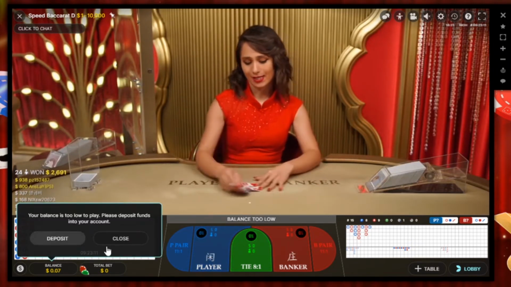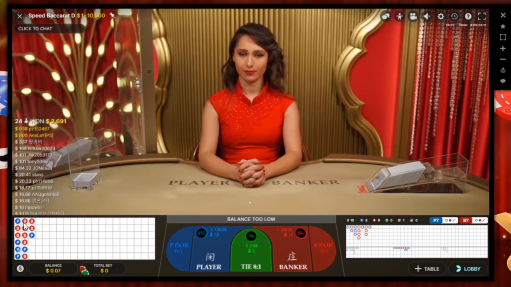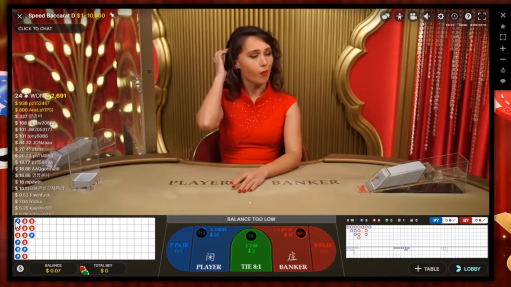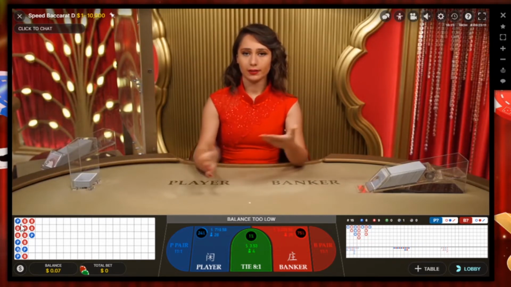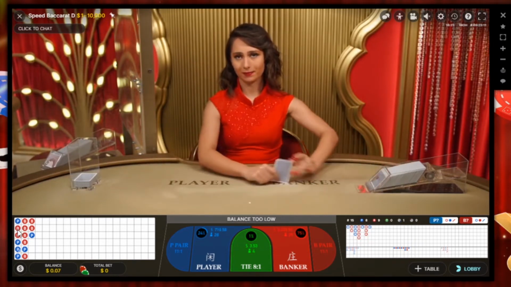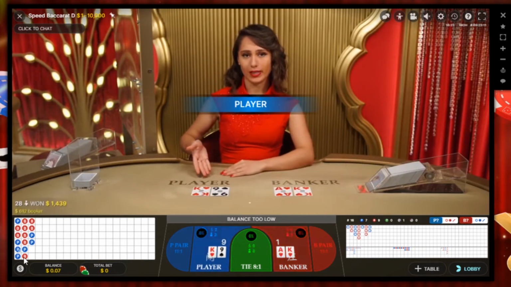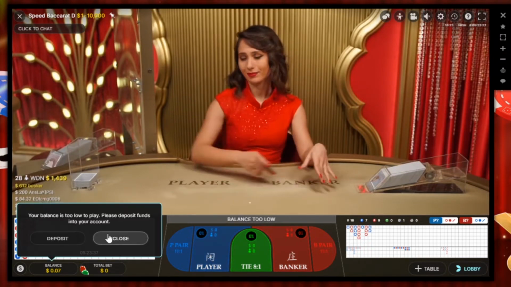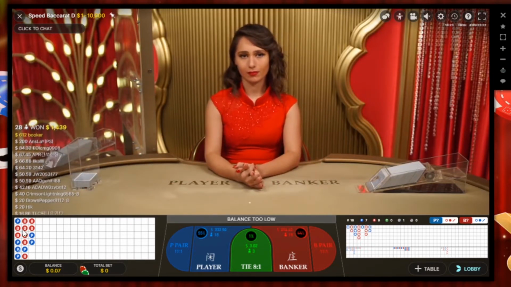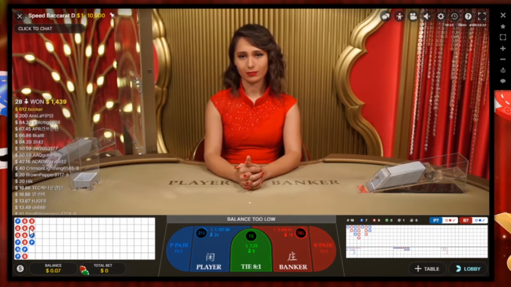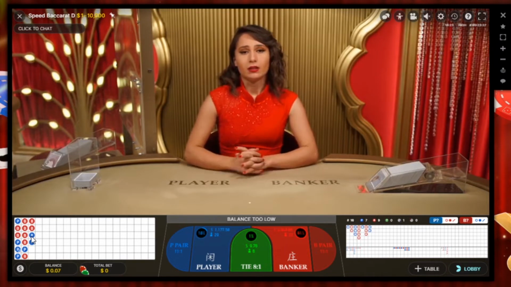And if the second line's first result, which is banker, is the same as the player, then you need to bet opposite from the previous history of the first line. Let me explain from here. Right now, this line is filled up, and the first result was banker, so banker and banker are the same result, right? Then you need to bet opposite from banker, which is player here.